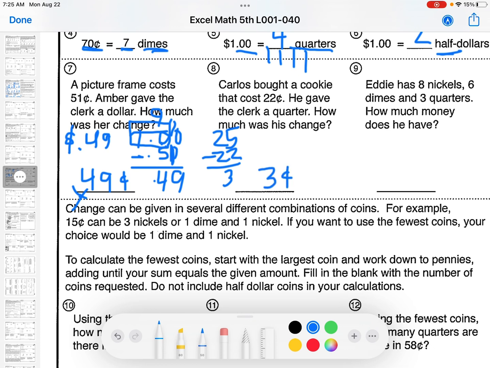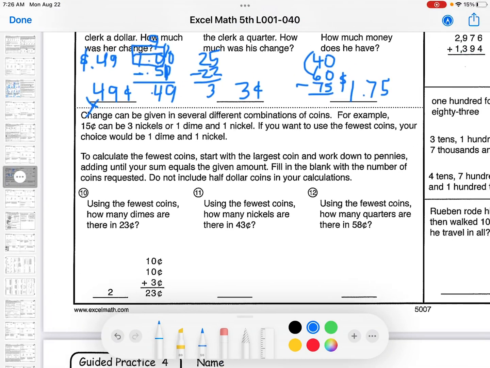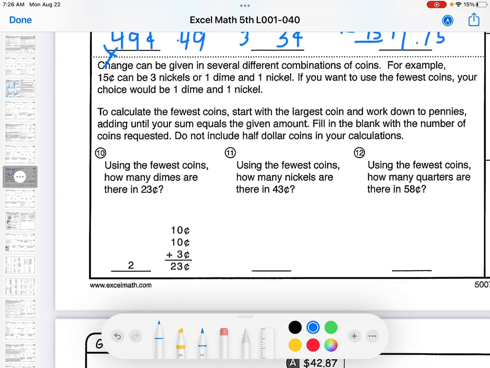Eddie has 8 nickels. How much is 8 nickels? Each nickel is 5 cents. So 8 times 5 is 40. And 6 dimes, that would be 60 cents. And 3 quarters, 25, 50, 75. How much does he have? Well, this makes $1, and that's 75. $1.75. Did you remember your dollar sign? Go back and put your dollar sign in if you didn't do that. Okay, now for the truly tricky part, especially if you have not done this before.